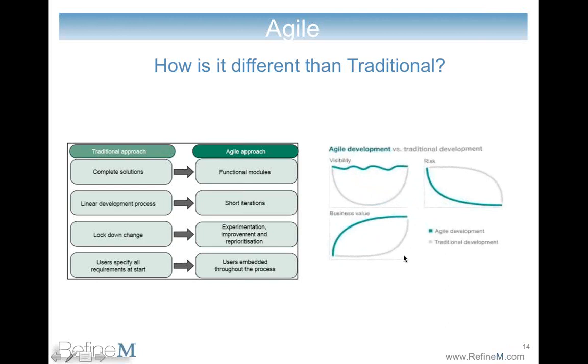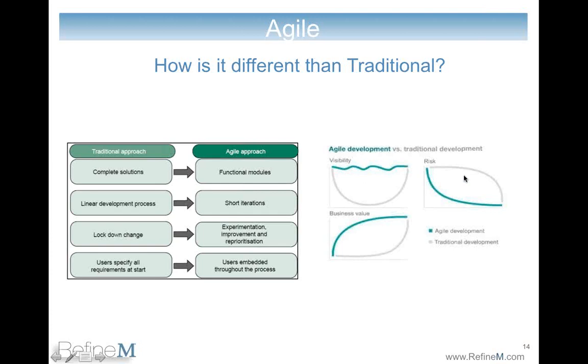The other way to look at the differences is that in Agile development, there is visibility throughout the project, whereas in traditional, the visibility is there in the beginning because you are doing the requirements, you are meeting the customer, and then at the end when you deliver the product. But here, since you are delivering at the end of each iteration, there is continuous visibility.